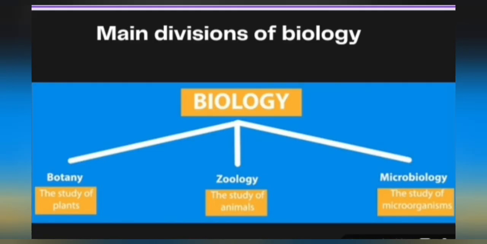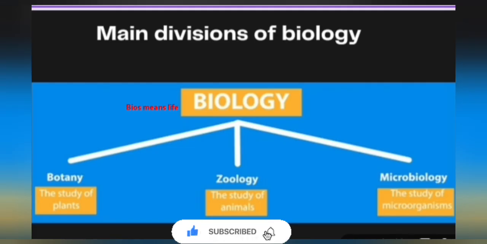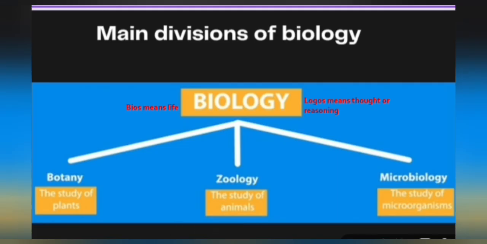Well, first things first, what is biology? Biology is basically a field of natural science. And what is natural science? It is all about the physical world. Biology is one of the main areas of study in the natural sciences. The word biology comes from two Greek words, bios, which means life, and logos, which means thought or reasoning. So in simple words, biology is the study of living organisms.